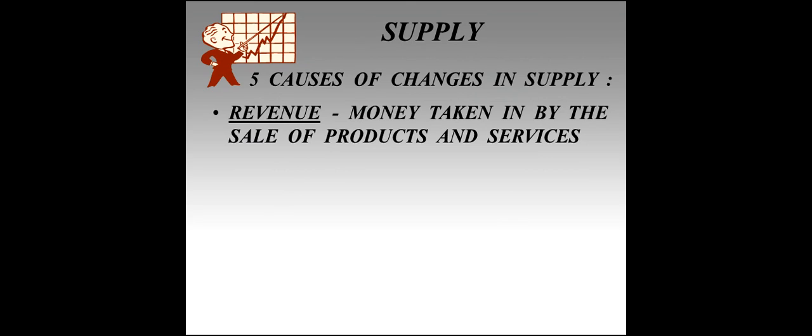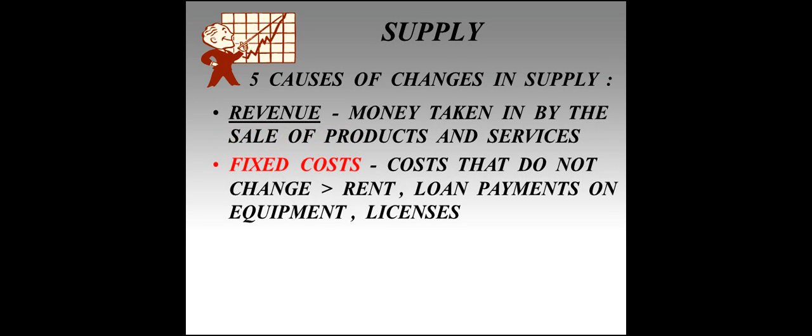So here are a couple of terms for you to give you a more thorough understanding of costs and profits. And just as a review for a moment, we know what revenue is. It's money taken in by the sale of products and services. Fixed costs are costs for a business that do not change. Some examples are rent, loan payments on equipment, licenses, and so forth.